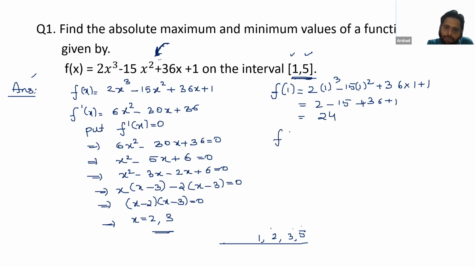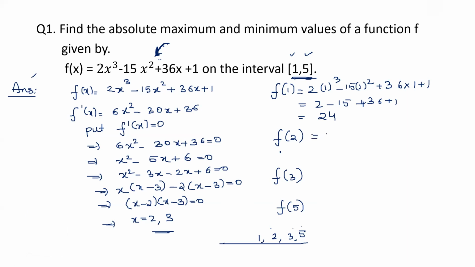So now please put these points: f(2), f(3), and f(5). And tell me what values you are getting. For f(2) it is 29. That's correct. But 29 is not the minimum value. f(3) is 28. Very good, this is correct. So f(2) is 29, f(3) is 28. That's correct. Now please find f(5). I will tell you later on further. Please find the value of f(5).